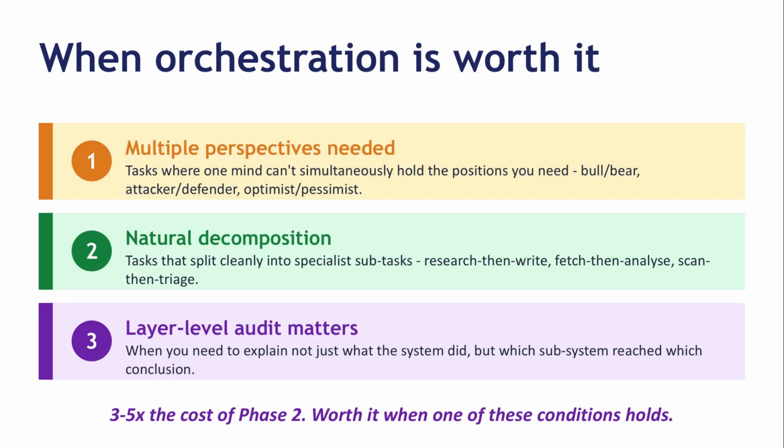One thing to know about cost. Phase 3 systems are 3 to 5 times more expensive per query than Phase 2 agents. Each layer adds LLM calls. They're worth it specifically when the task benefits from multiple perspectives a single agent can't simultaneously hold, like today's bull versus bear example, or when the task decomposes naturally into specialist subtasks, or when audit and explainability matter at the granularity of which subsystem reached which conclusion. If your task doesn't have that shape, a Phase 2 agent does the job for less.